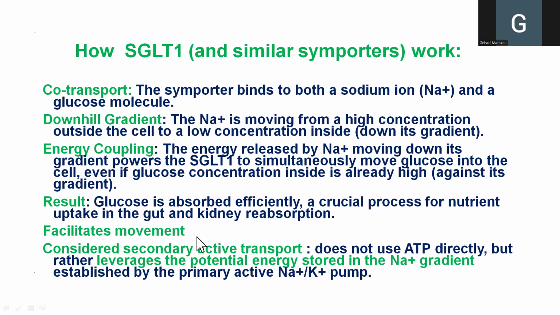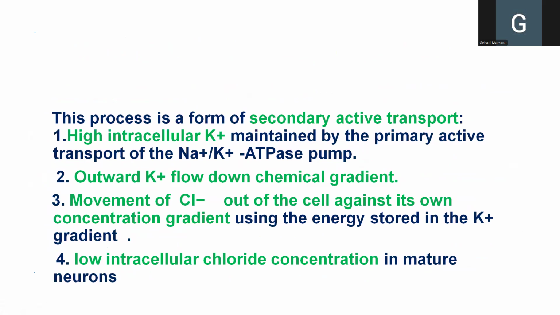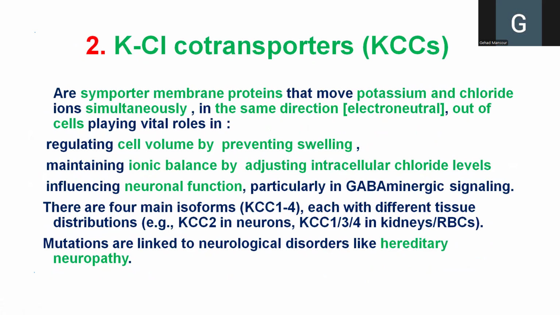SGLT1 is facilitating the movement, of course, of glucose, and it is considered a secondary active transport. Again, why is it considered a secondary active transport? Because it does not use ATP directly, but it rather uses the potential energy stored in the sodium ions because of the electrochemical gradient that has been generated.